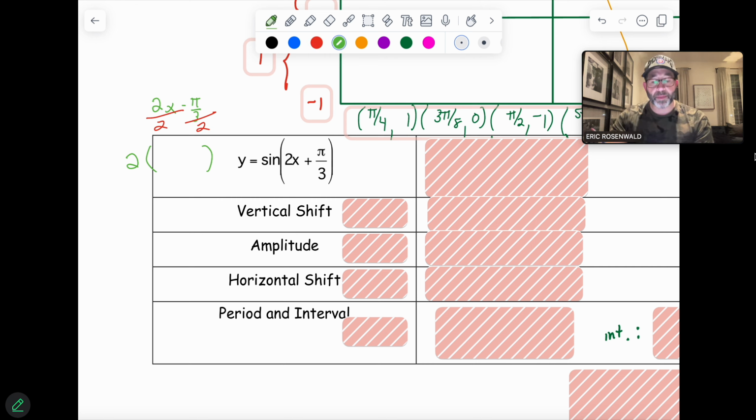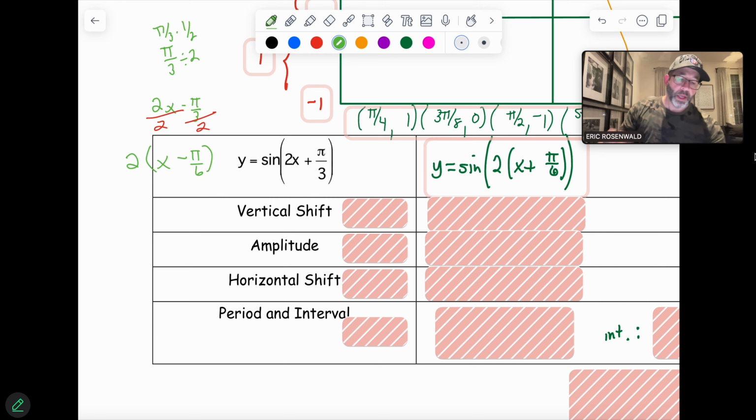And so what ends up happening is we have an x for the first part. Pi over 3 divided by 2, remember, is like saying pi over 3 times 1 over 2, which makes it a pi over 6. So this would become plus pi over 6. Okay? So there's the correct form for this function. I put a minus by accident. Sorry, it's a plus. But there's the correct form.